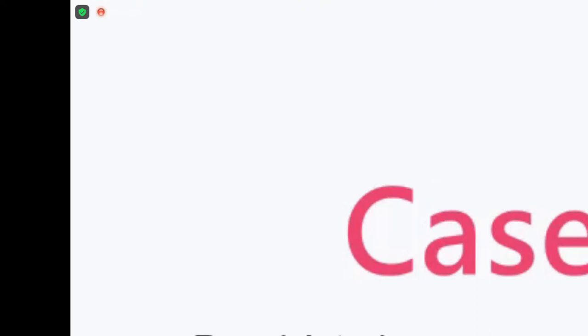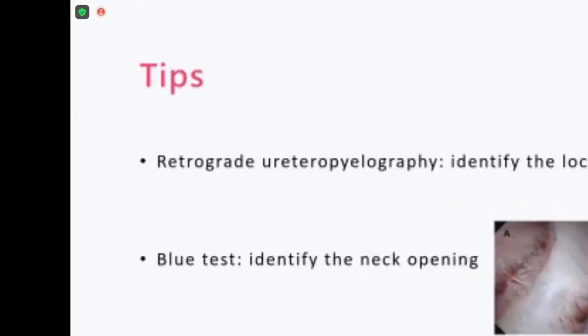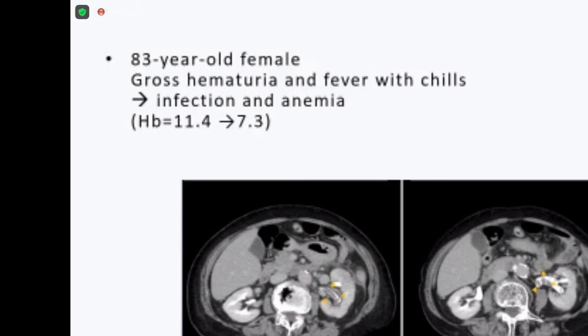Case 3 is the renal AVM. It's also an interesting case. This is an 83-year-old female. The patient complained about gross hematuria and fever with chills. As we see from the laboratory data, the hemoglobin dropped markedly. The patient's past history is that she received PCN drainage and renal cyst alcohol ablation.